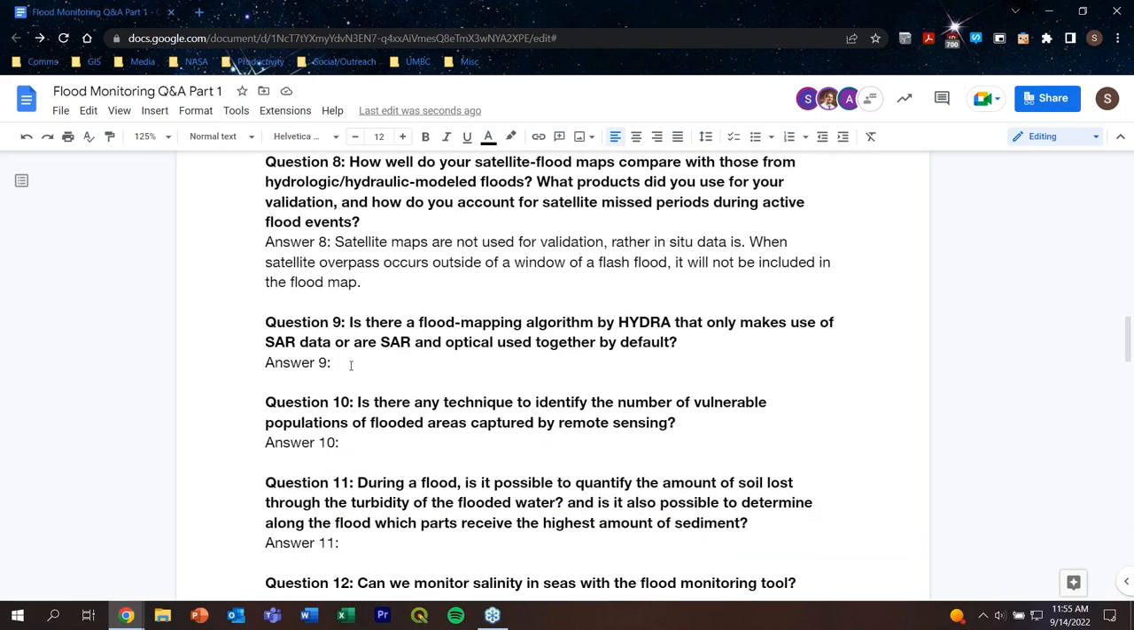Question 9: is there a flood mapping algorithm by Hydra Floods that only makes use of SAR data, or are SAR and optical used together by default? I believe if you look at the Mekong site, and Caroline can answer this better, they have just SAR-based flooding, they have just optical-based flooding, and they have merged products. So yes, I believe that they have an algorithm that can just use SAR. And in the presentation, there is a reference to an RSET training that also shows how you can just use SAR for flood detection.